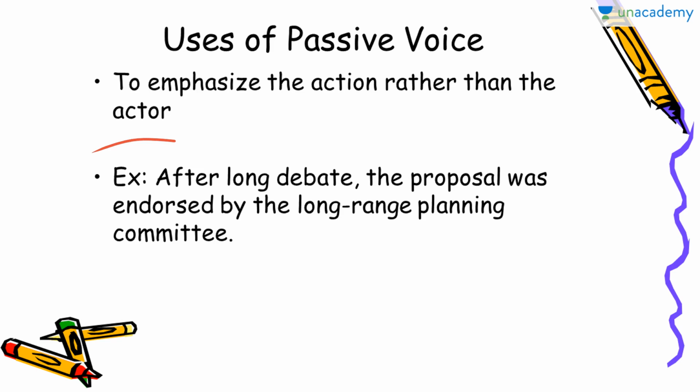For example, after a long debate, the proposal was endorsed by the Long Range Planning Committee. Here I want to focus on the fact that the endorsement was done. Who did it is not very important. The committee did it, endorsement was done by them, and it is there in the sentence, but my focus is that the proposal was endorsed. That is the main point I wanted to highlight in my sentence, that now the proposal is endorsed. That is why this particular sentence is made in passive voice.